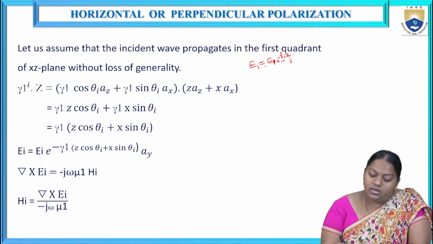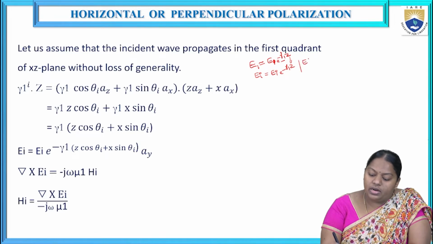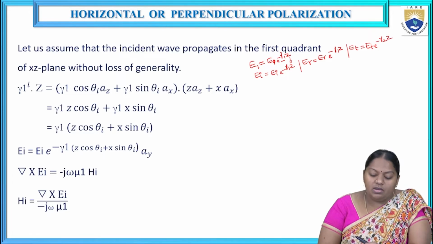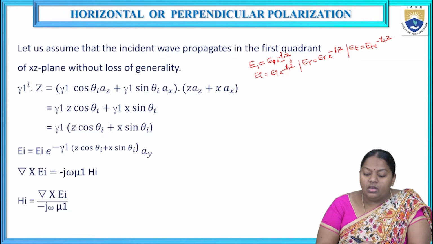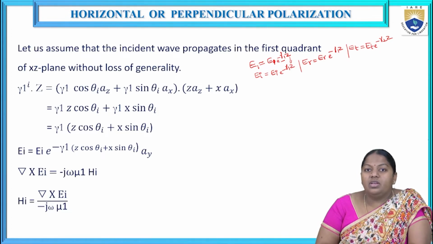In order to simplify this, the equation for the incident wave is Ei equal to Ei into e power minus gamma 1 Z. The equation for the reflected wave is Er into e power minus gamma 1 into Z. And the equation for the transmitted wave is Et equal to Et into e power minus gamma 2 into Z. Why? Because initially we are assuming that when the incident wave strikes the boundary, part of the incident wave is reflected back into the same medium and part of the incident wave is transmitted to the next medium. This means in medium 1, if you observe clearly, there exist two waves.